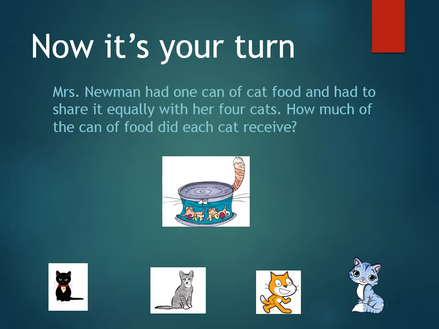Okay, now I want you to draw a square, or if you want to draw a can, you can, but draw something that represents the can of cat food. Now, who can tell me what we're going to do with the can of cat food we have drawn? All right, so now we want to draw 4 lines across the can of cat food. Now, write down the fraction equivalent that each cat will receive of the whole can.